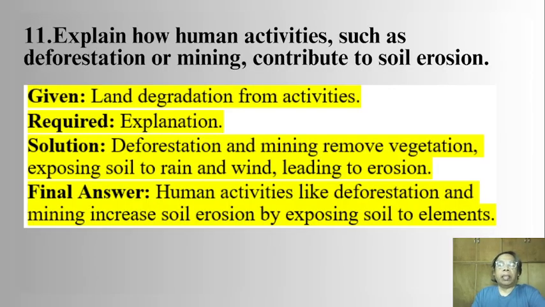Solution: deforestation and mining remove vegetation, exposing soil to rain and wind, leading to erosion. Final answer: human activities like deforestation and mining increase soil erosion by exposing soil to elements.